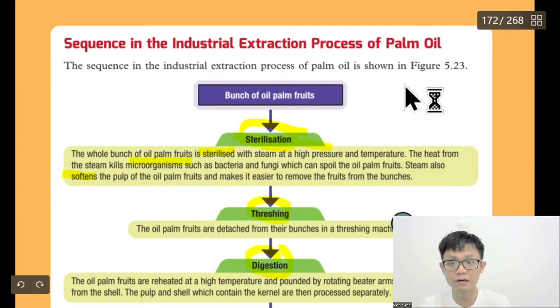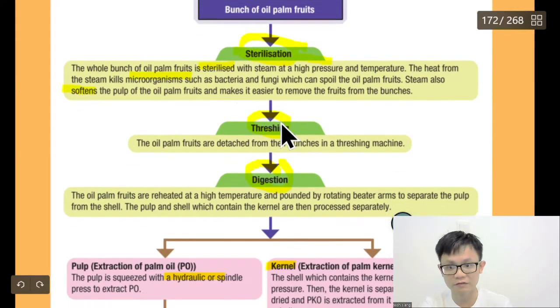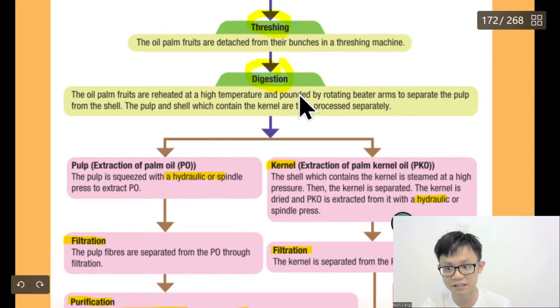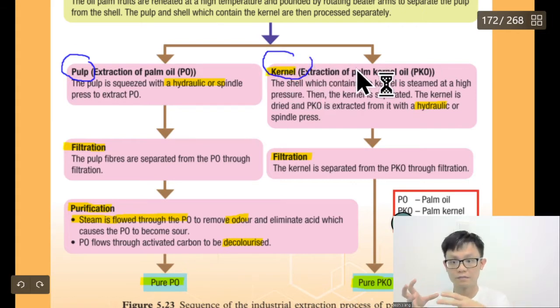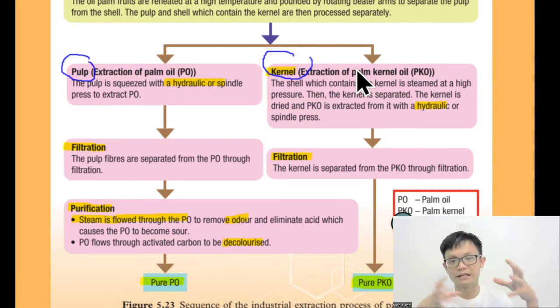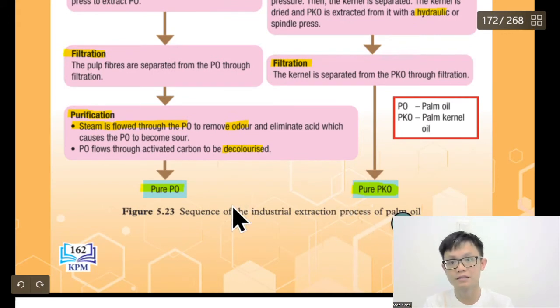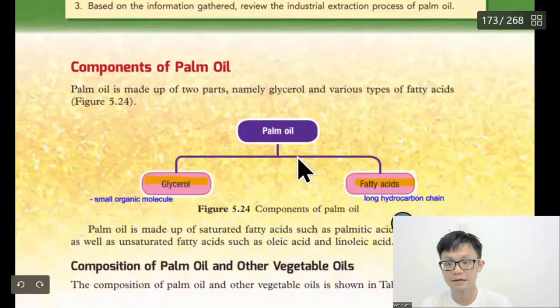Okay, so now the extraction to make the oil. This one we already learned, so I just briefly go through: sterilization, then threshing, digestion, then you make it. Remember there is the pulp and the canal. Correct? Sorry, canal is the inside one, pulp is the outside one. So you get two types of oil, okay? Of course, one is more expensive, one is less expensive because one is higher quality. And we go through here.